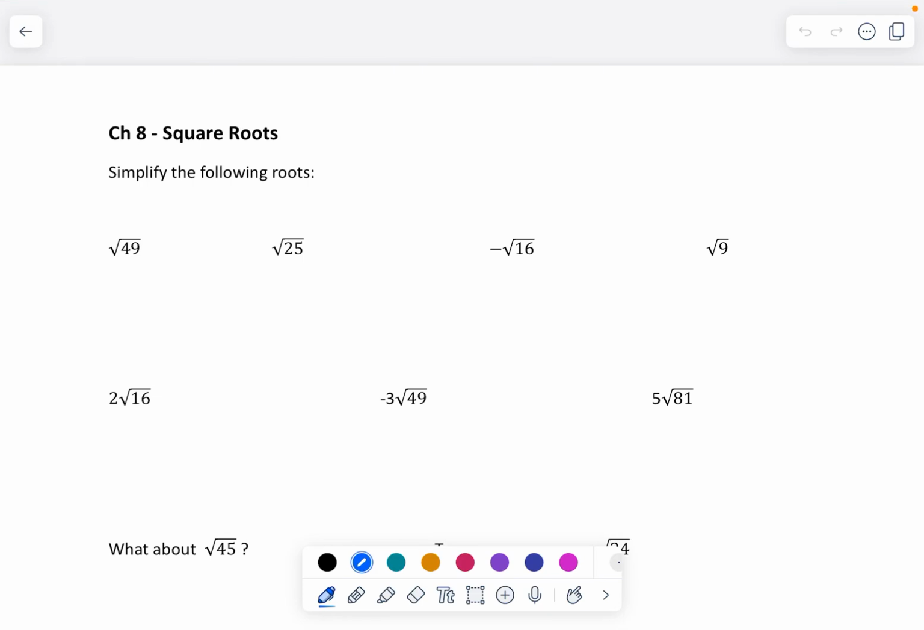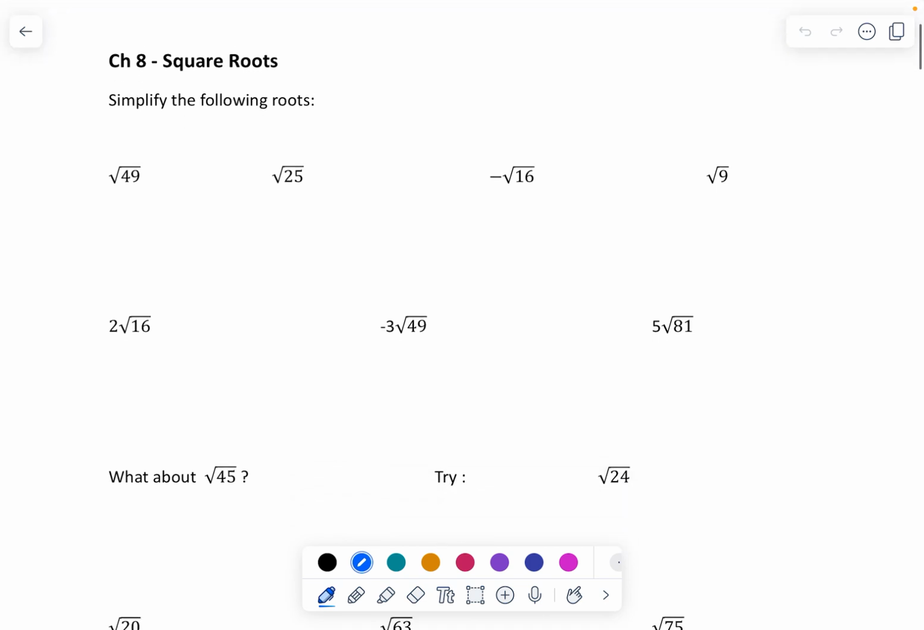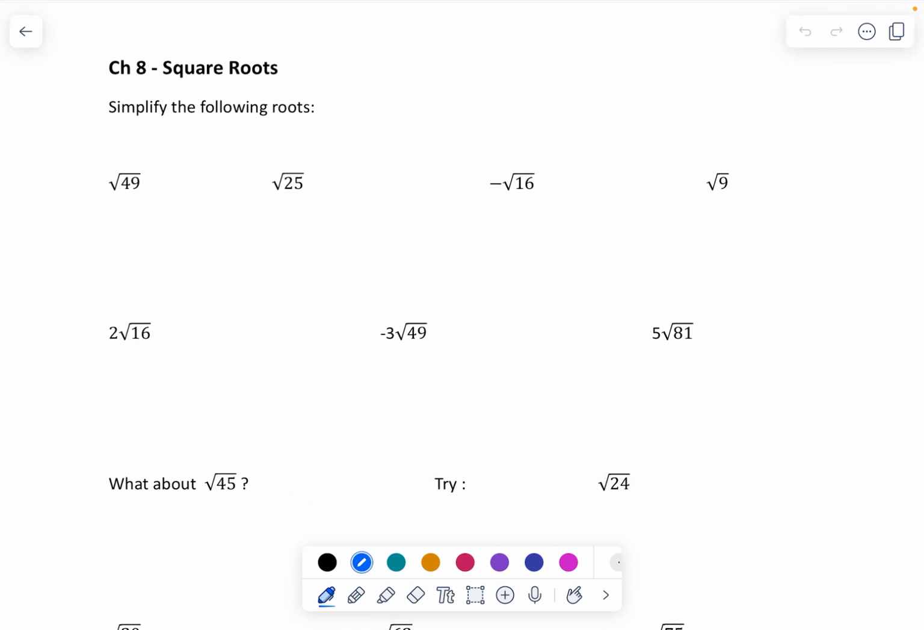Right, today we are starting chapter 8, and what we have on the screen here is probably familiar to you. You've probably seen square roots before now, but we're going to take it to a different level today, of course, now that we're in high school. So if I asked you what was the square root of 49, I imagine most of you would say 7, because 7 times 7 is 49.